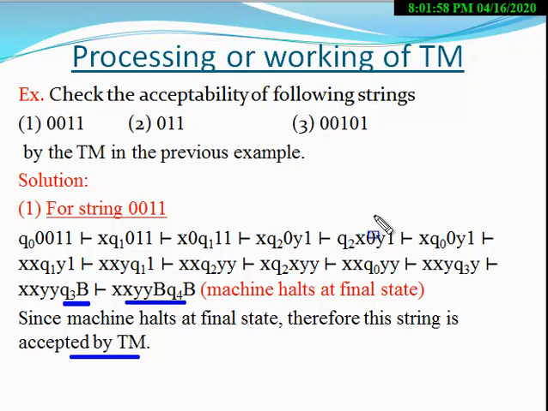Okay, according to this procedure, you can test any input string. Either it will be accepted or it will be not accepted. If the machine halt at the non-final state, then that string not be accepted, right? And in the second case, if machine does not halt at any state, then this string will also not be accepted. So clearly machine only accept any string when it will be halt at the final state.